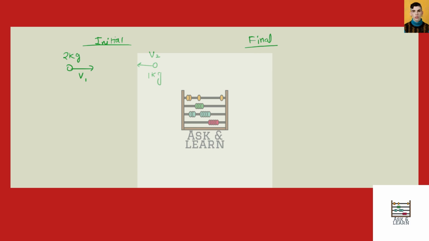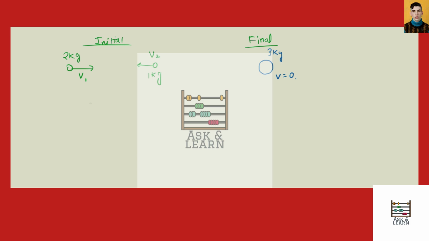If the combined blob does not move just after the collision, okay, so inelastic means they combine and finally they come to rest, so v is 0. What can you conclude about the relative speed of the ball before the collision?